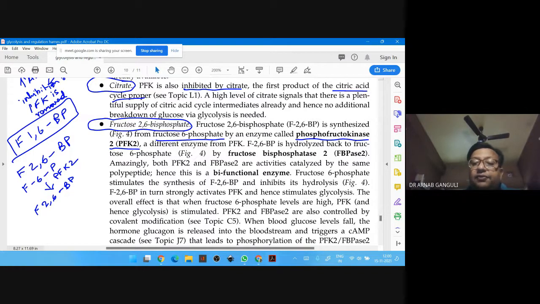Okay, now fructose 2,6-bisphosphate is hydrolyzed back to fructose 6-phosphate. This reverse reaction, fructose 2,6-bisphosphate to this, is catalyzed by fructose bisphosphatase, another enzyme.